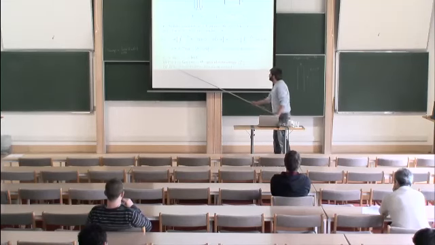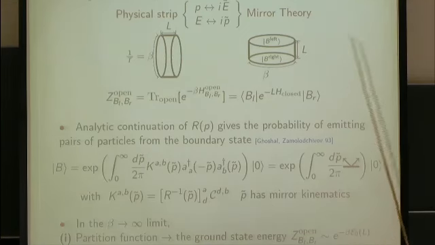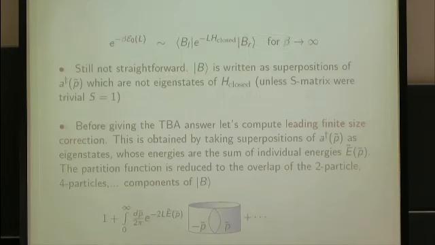But in this limit, beta gives us the size of the periodic system. If beta goes to infinity, the description in this mirror theory is exact. The finite size corrections due to finite beta go away. So this is what I'm going to do. This is the strategy.